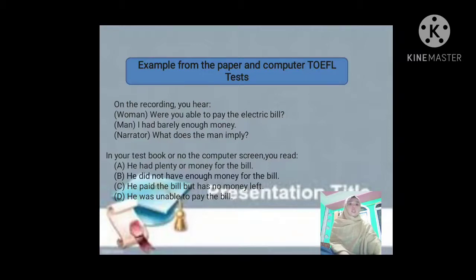On the recording you hear, woman: were you able to pay the electric bill? Man: I had barely any money. Narrator: what does the man imply?